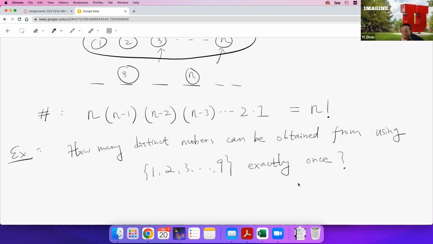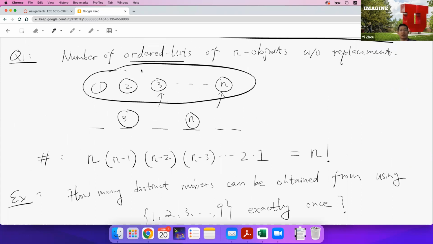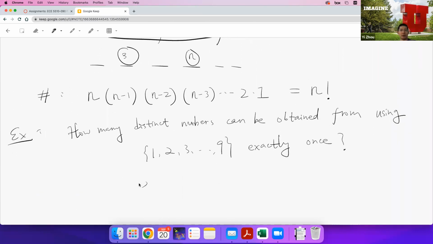Right? We have 9 digits, and so basically you are going to order these 9 digits in different ways to create different numbers. And apparently, according to the previous order rule, we have 9 factorial different numbers. Okay, because every time you order these 9 digits in a different way, it's going to correspond to a different number.